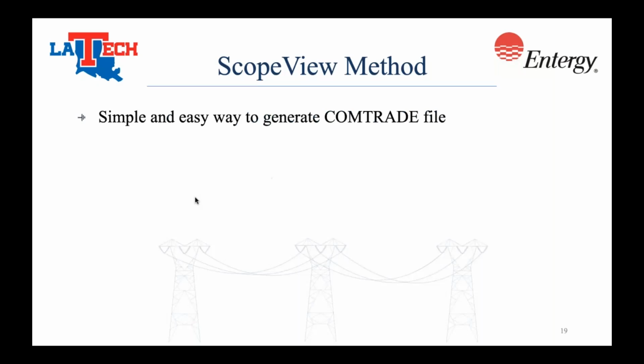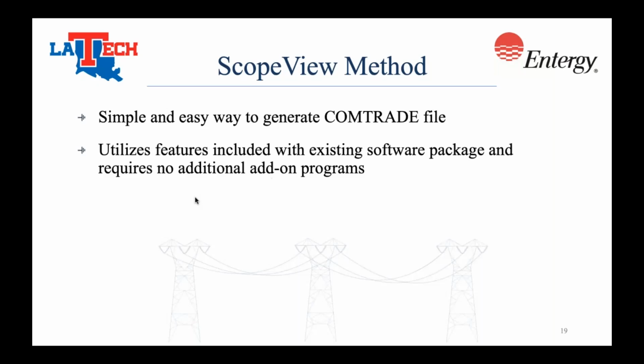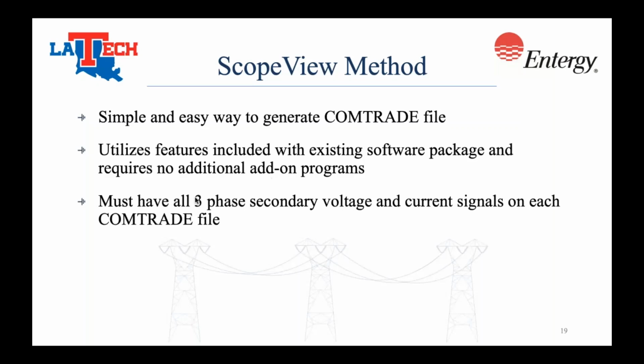The ScopeView method is a simple and straightforward way of generating Comtrade files for playback testing. All of the tools required to generate the Comtrade files with this method are available on the standard EMTP download, and no additional add-ons software is required. The relays require all 6 of the 3-phase secondary signals of the voltage and current transformer to be on one Comtrade file per relay.